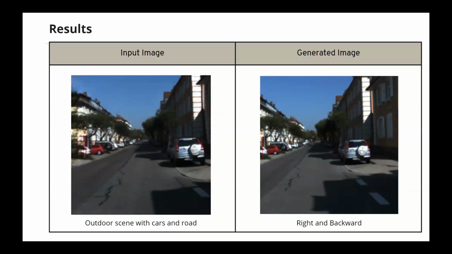Let me just show some of the results here. On the left-hand side is the input image, and it's an outdoor scene as you can see. When the query is right and backward, you can see on the right-hand side the generated image. You can see on the top right end, this region is what our task was. This region was generated by our model. And also you can see the images slightly backward.